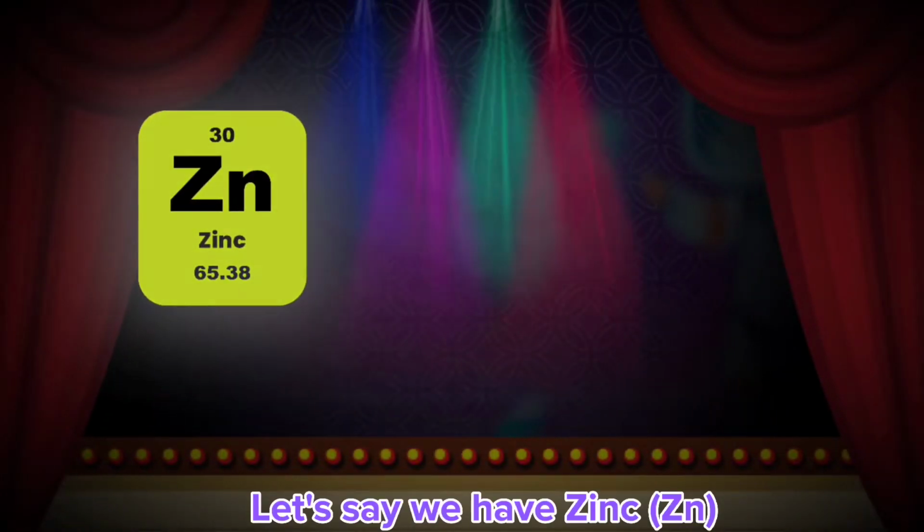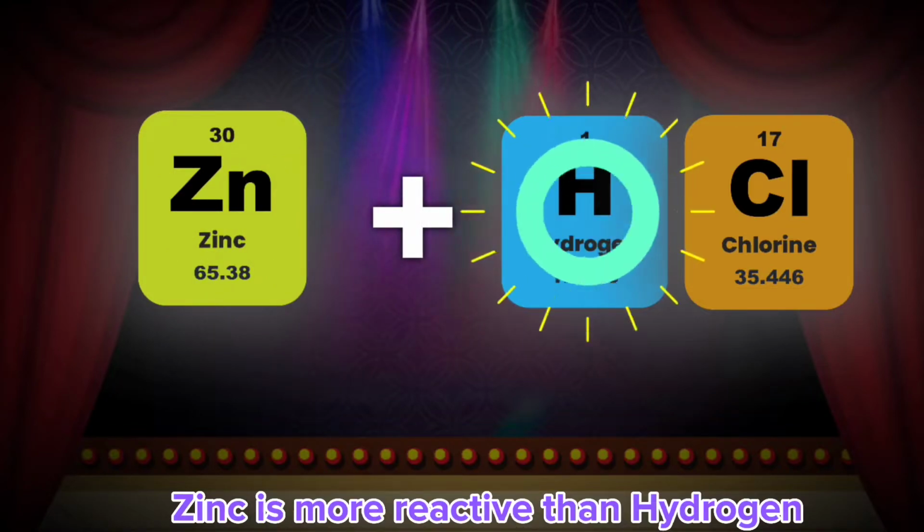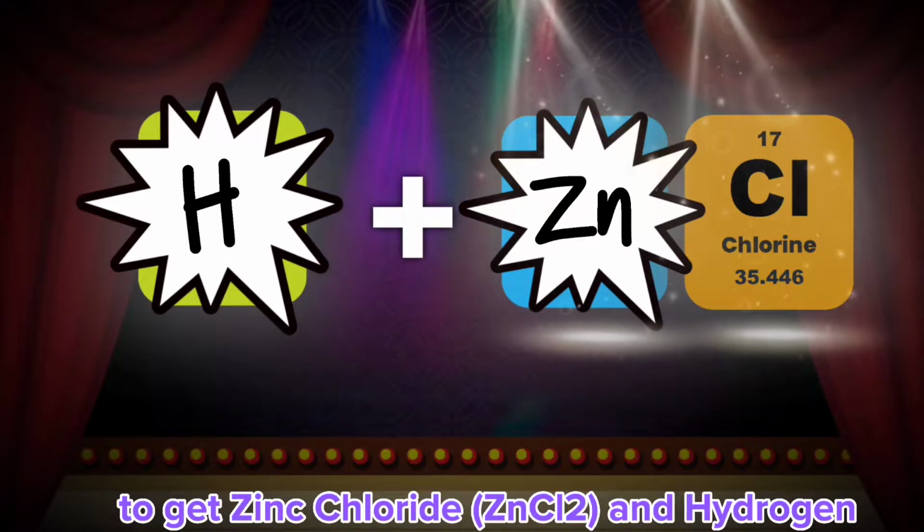Let us say we have zinc and hydrochloric acid. Zinc is more reactive than hydrogen. Therefore, we replace it to get zinc chloride and hydrogen.